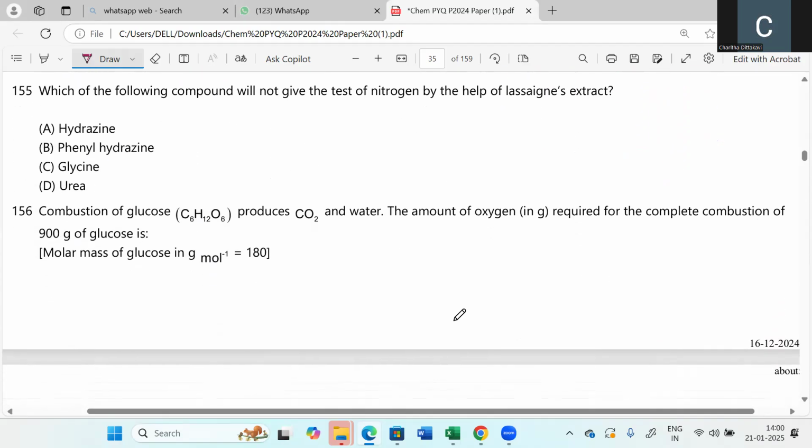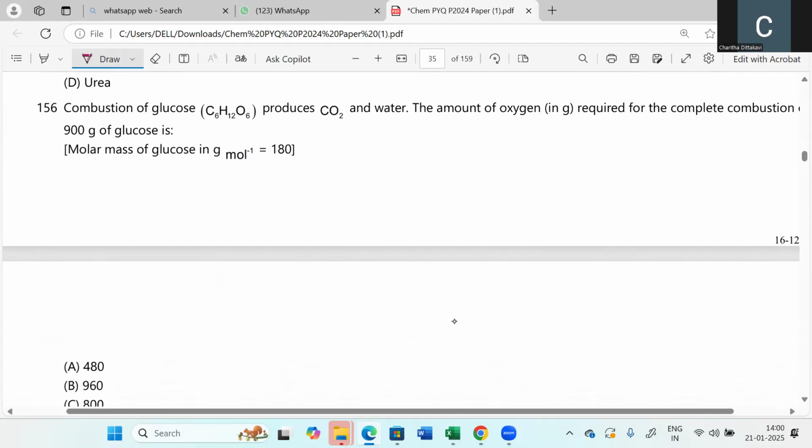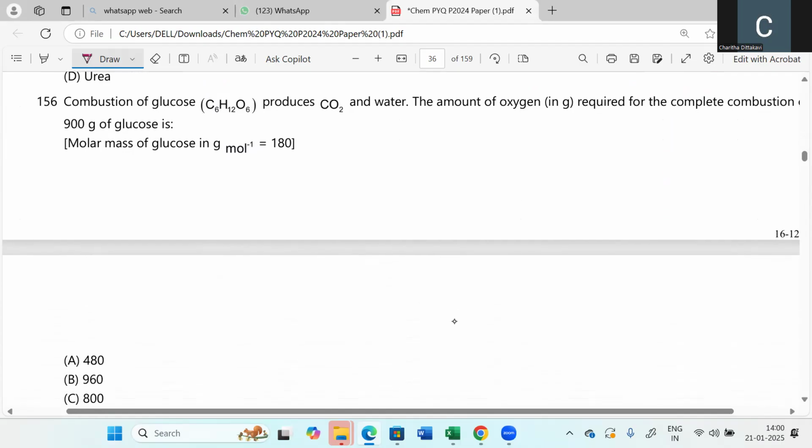Next, which of the following compounds will not give the test for nitrogen with the help of Lassaigne's test? Hydrazine. Hydrazine will not work with the help of Lassaigne's test. Next, combustion of glucose: glucose produces CO2 and water.